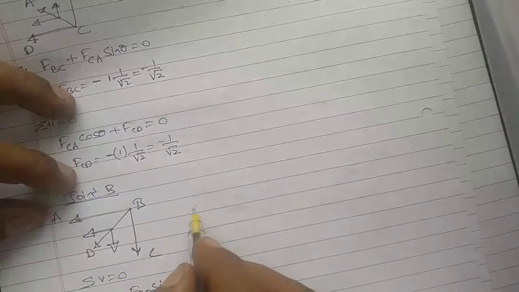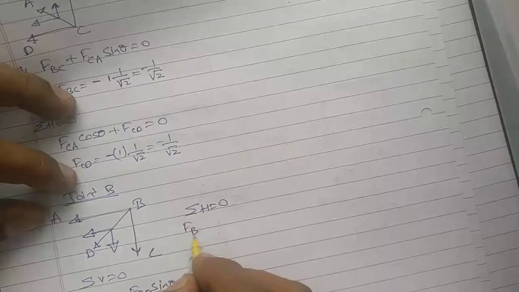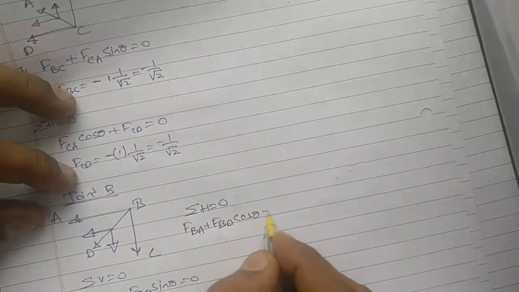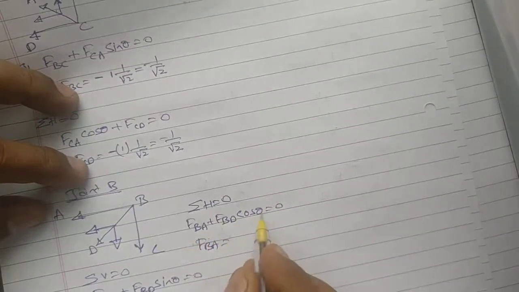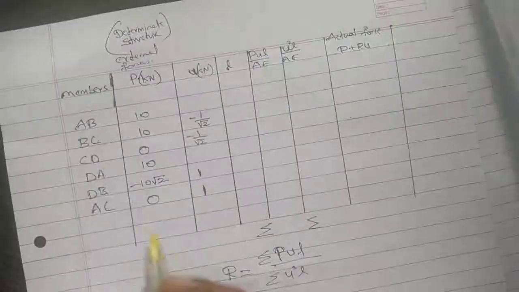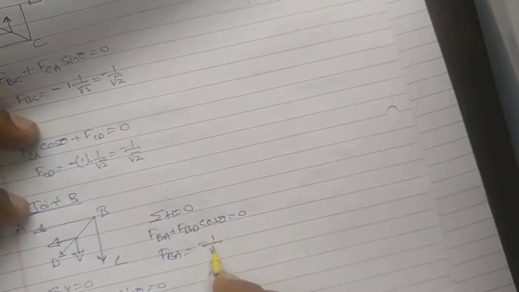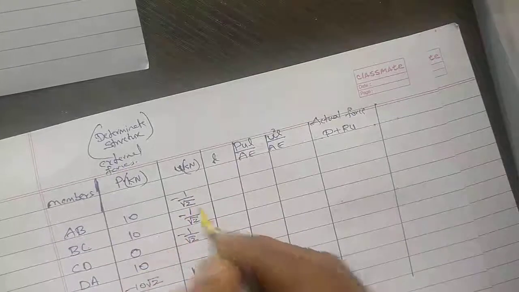We got sigma H is equal to 0. FBA plus FBD cos theta is equal to 0. FBA is equal to minus FBD cos theta, FBD is 1. When you go that side, it will become minus 1 by root 2. FBA is equal to minus 1 by root 2.